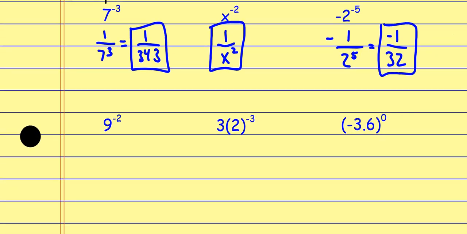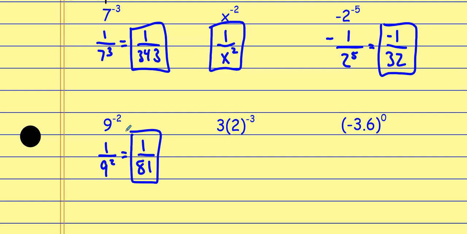If I look at something like this guy, 9 to the negative second power. The negative exponent means divide by that thing. So instead of 9 to the second power, I want to divide by 9 to the second power. That's what the negative exponent does. And so that's 1 over 81. But again, we're just flipping it to the other side of the fraction bar.